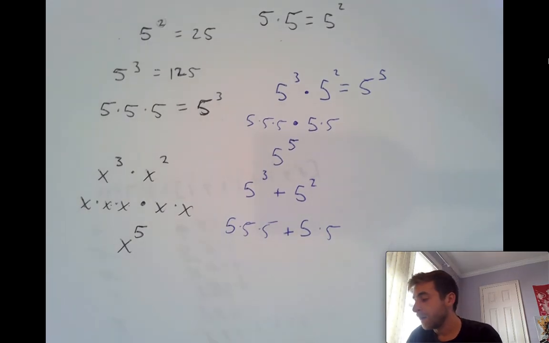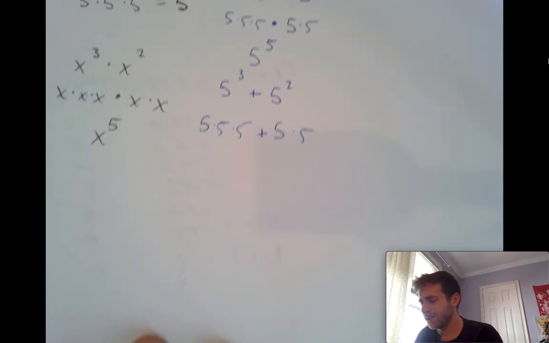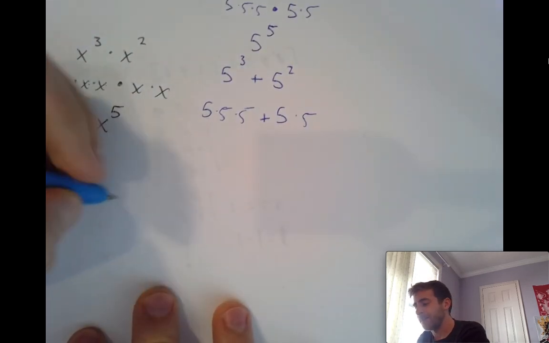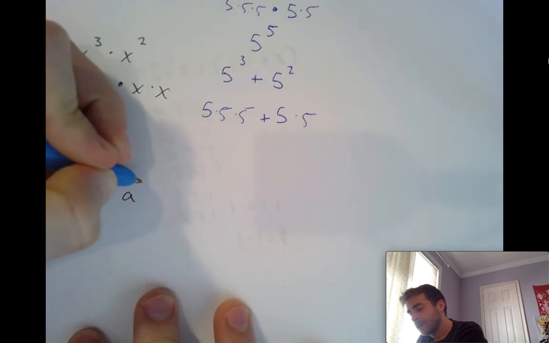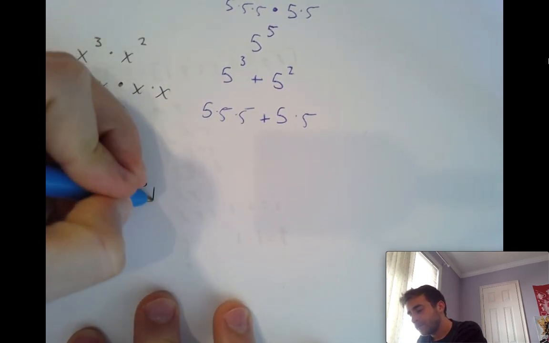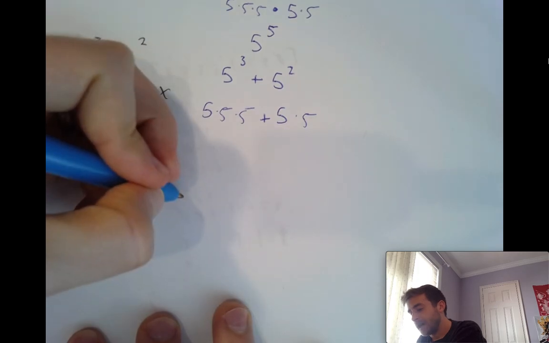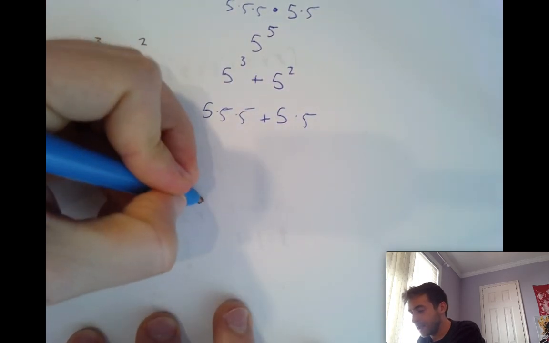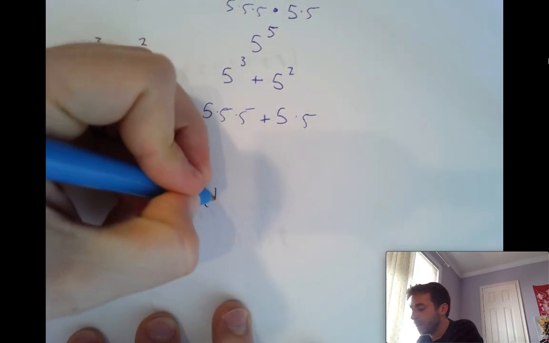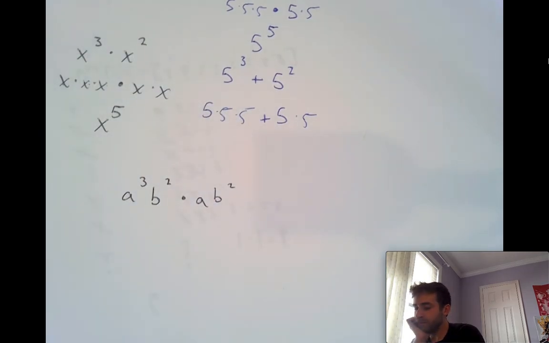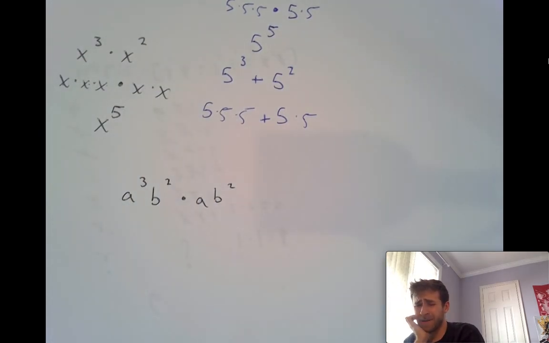Right? Now we have multiplication. Well, let's do a couple more of these. Let's do a couple examples. And I'm just pulling these off the top of my head. If I have a to the power of 3, b to the power of 2, and I multiply that times another b to the power of 2. So you might be like, how am I supposed to do this?